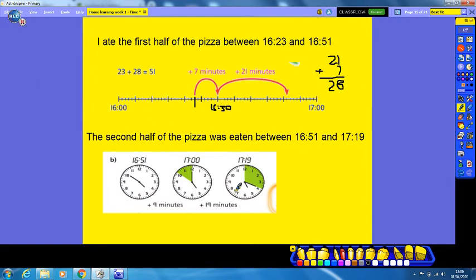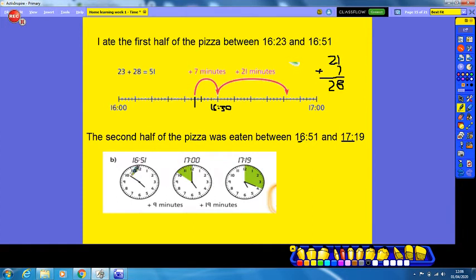Now, the second half of the pizza is a bit different because we go over the hour mark. We see our hours have changed from 16 to 17, but that does not mean that a whole hour has elapsed. We need to count the minutes. It's the minutes that are the important thing. So the first thing we're going to do is get again to a nice round whole number, which is going to be 5 o'clock, or 17 o'clock.